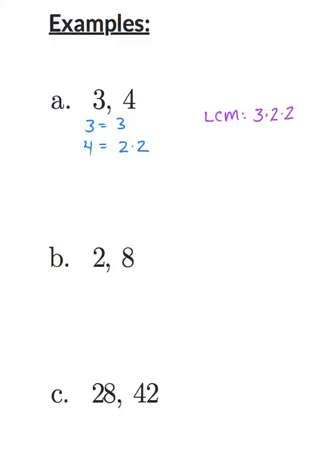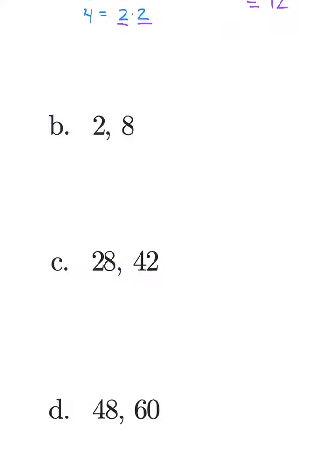So I want to put a 3 and 2 2's. From there, we want to multiply the results. 3 times 2 is 6, times 2 is 12. So our LCM is 12.